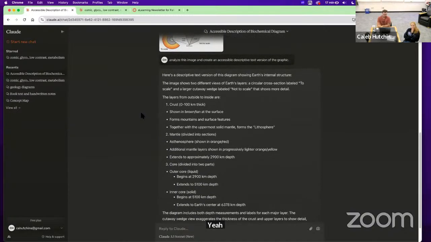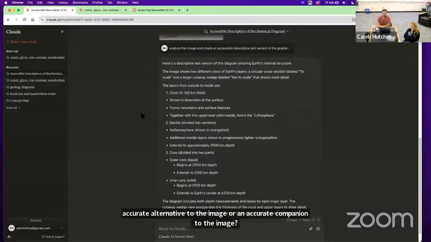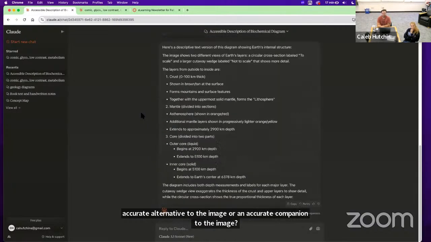Yeah. And again, you have to judge it as a content expert to say, is this saying what it needs to be saying? Is this conveying the information that I want my students to have access to? Is this an accurate alternative to the image or an accurate companion to the image in terms of accessibility? But I think that one's pretty good.